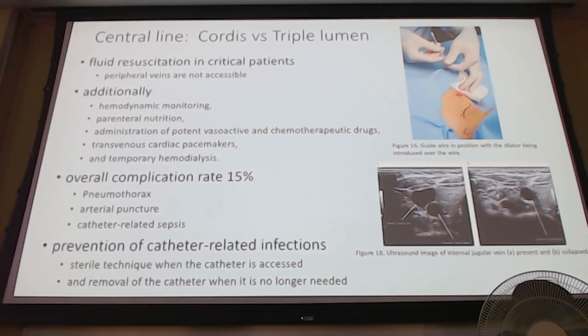We use it for parenteral nutrition. We can use it for other nutrition, which we'll talk about. A lot of times there are medications, a lot of pressors and TPN that are very caustic to our blood vessels, our peripheral blood vessels. So we really want to have a central line. Okay.